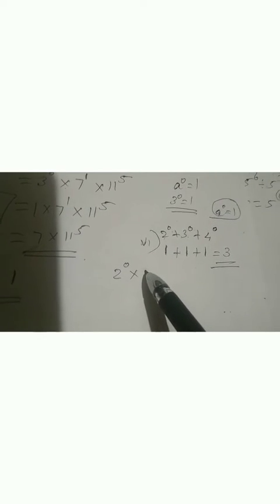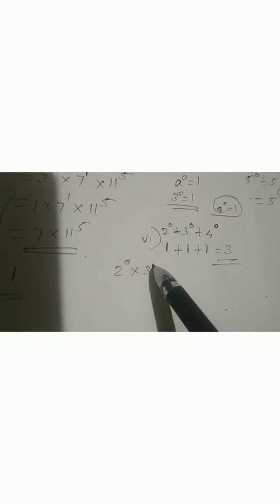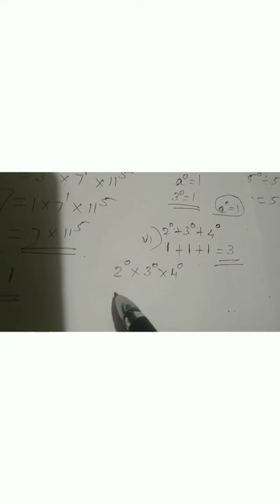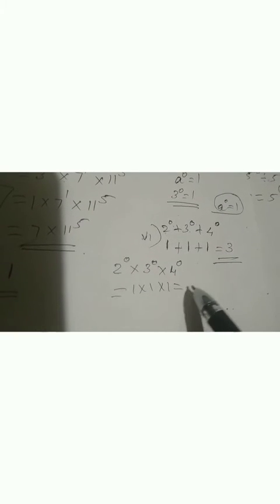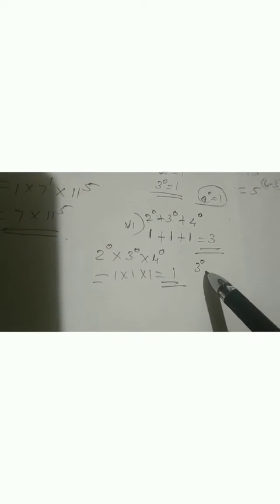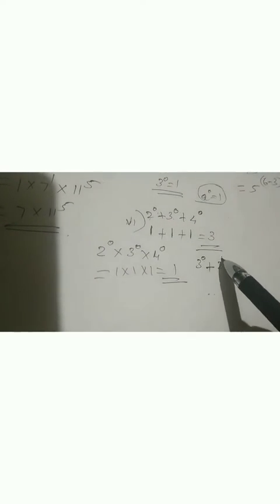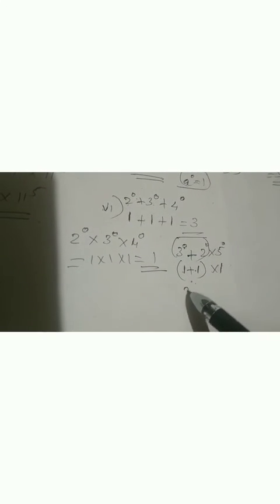Next question is, we have to multiply 2 raised to 0, 3 raised to 0 and 4 raised to 0. So 1 into 1 into 1 is equal to 1 itself. Then the next question is (3 raised to 0 plus 2 raised to 0) into 5 raised to 0. First we have to do what is there in the bracket. Here 3 raised to 0 is equal to 1. Then 2 raised to 0 also 1. Then multiplied by 1. 1 plus 1 is equal to 2. 2 times 1 is equal to 2, which is the answer.